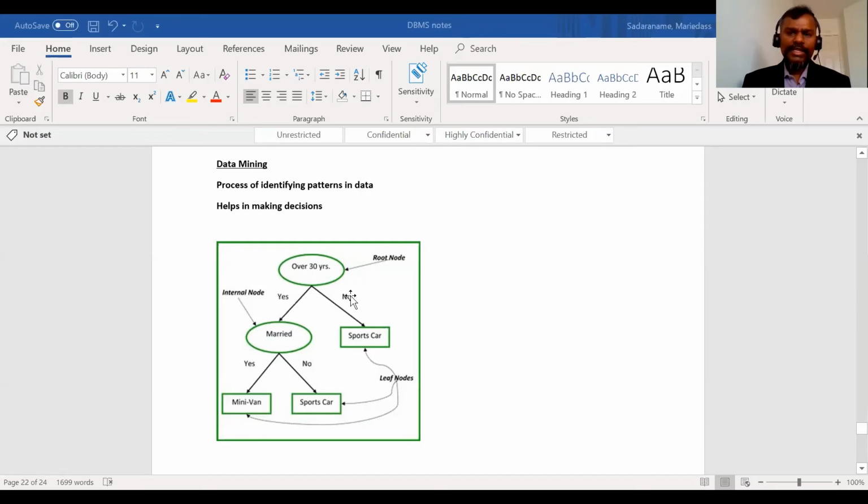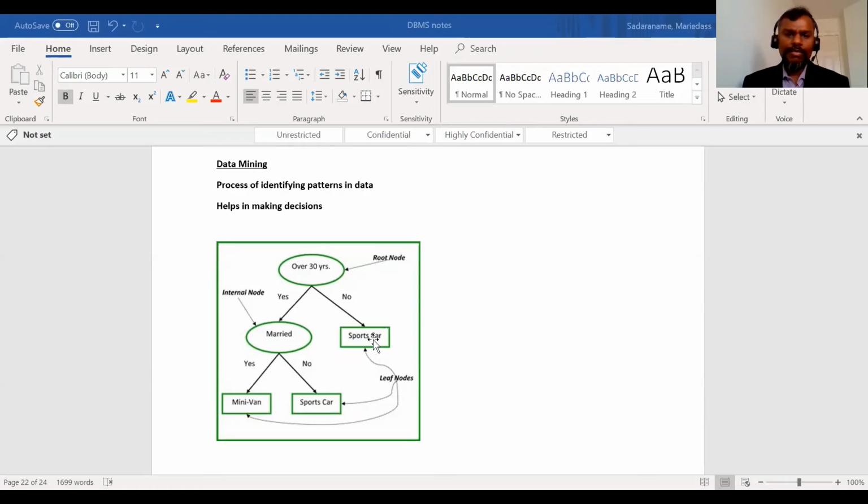You looked at the data in the data warehouse and found that many people who were over 30 years old, who are married and have children, always bought a minivan. People who are not over 30, the youngsters, majority of the time always bought a sports car. So you don't need to spend your time doing this analysis.